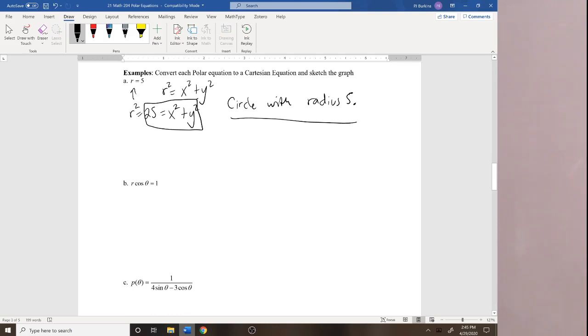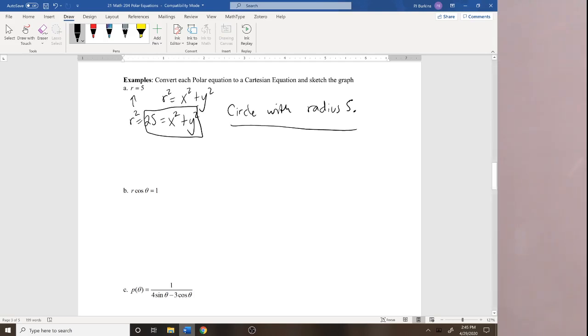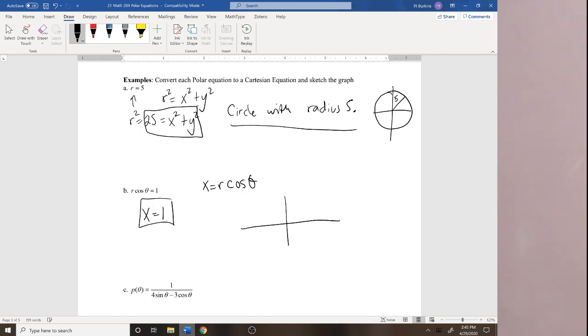The second one has r times cosine. Well, above we have an equation that says x equals r cosine theta. So I can do a direct substitution here, and I get x equals 1. Well, that's just a line. Right? X equals 1.